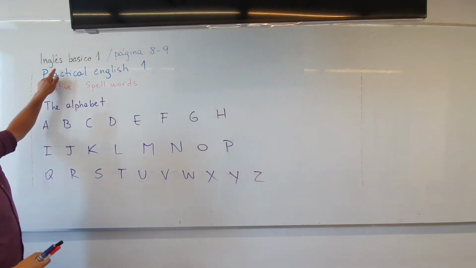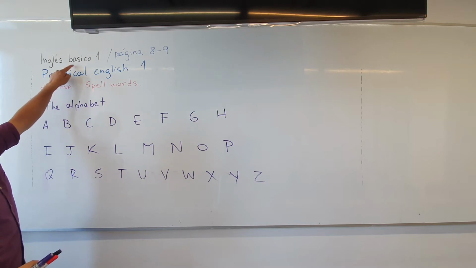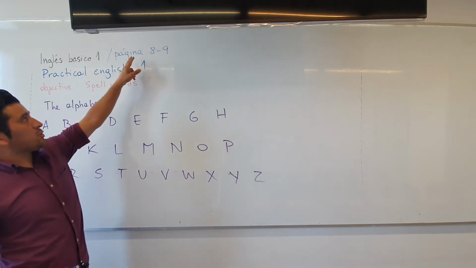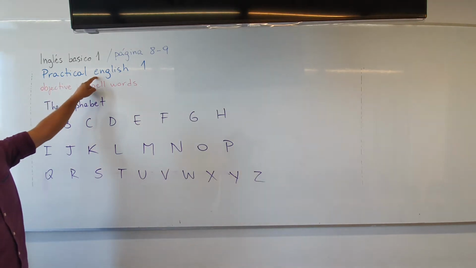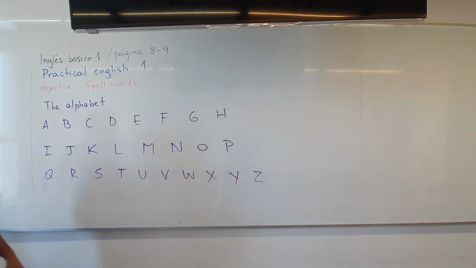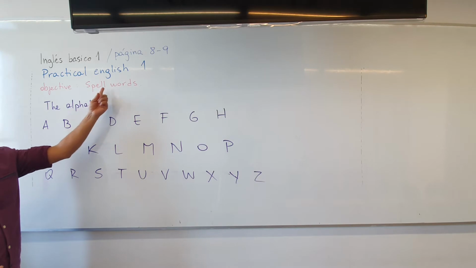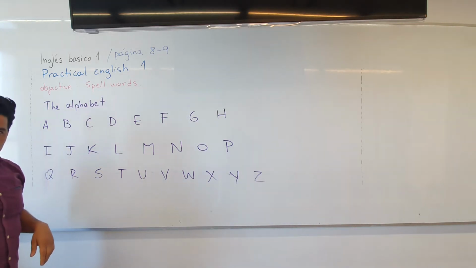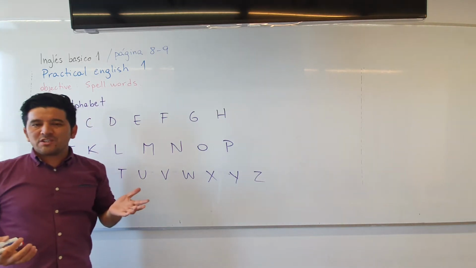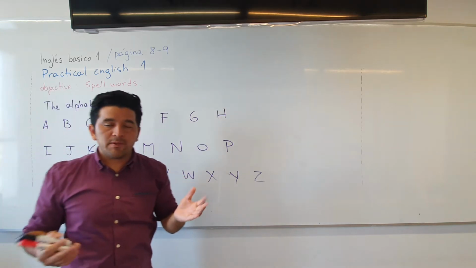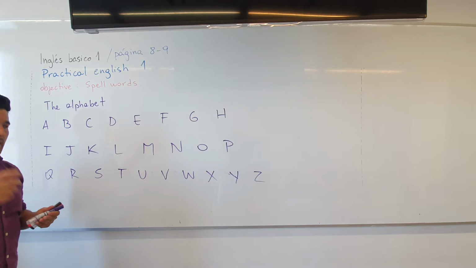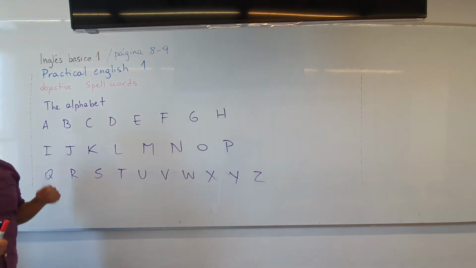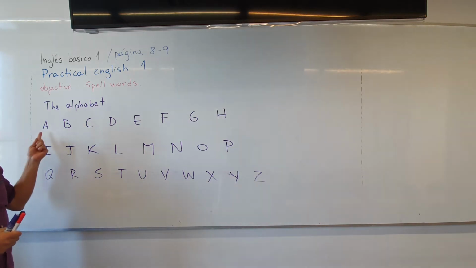Today we are going to work in Inglés Básico 1, on pages 8 and 9. The unit is about practical English 1. The objective of today's class is to spell words, okay? So today we are going to learn the alphabet and the pronunciation. So we are going to see that. Please, let's check. Please repeat.